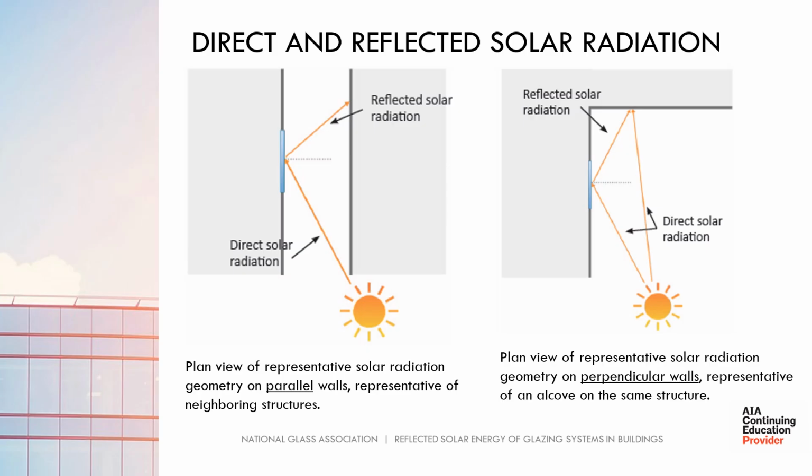Almost as important as direct solar radiation is reflected solar radiation. A percentage of incident solar energy is reflected from all exposed building materials. Many common building materials are optically rough, so the reflection is effectively diffused in all directions. The figure on the left shows a plan view of representative solar radiation geometry on parallel walls, representative of neighboring structures. And the figure on the right shows a plan view of representative solar radiation geometry on perpendicular walls, representative of an alcove on the same structure.